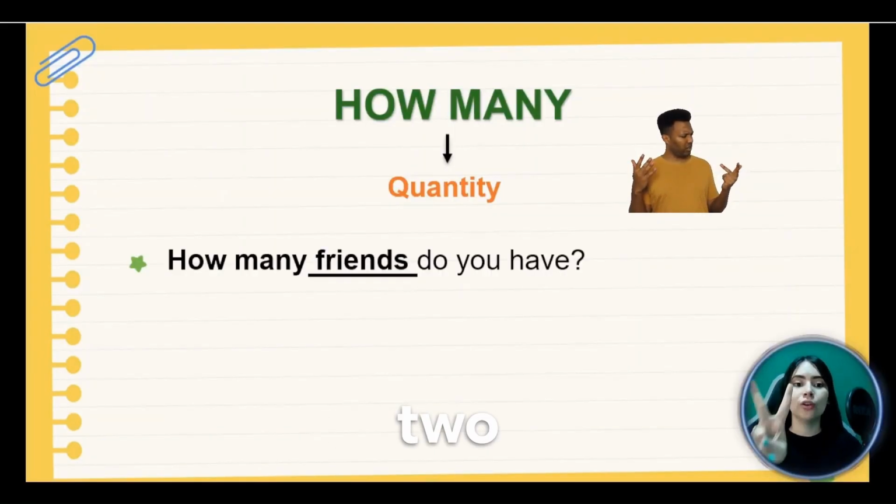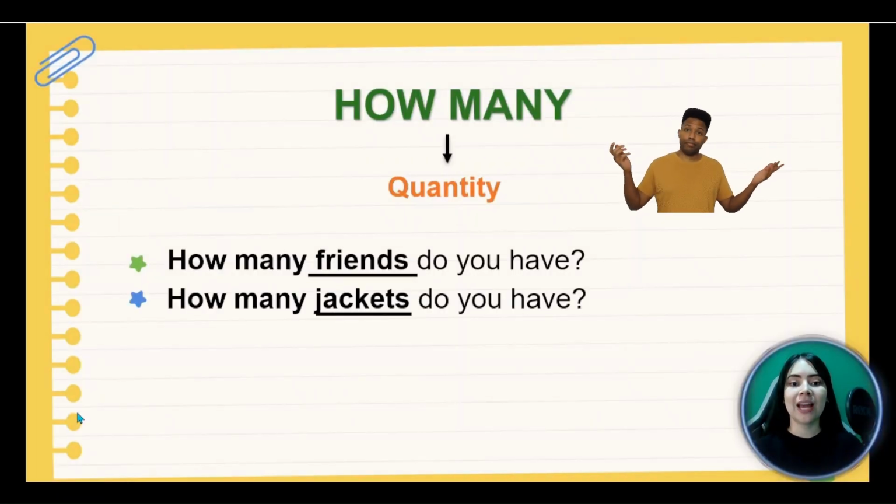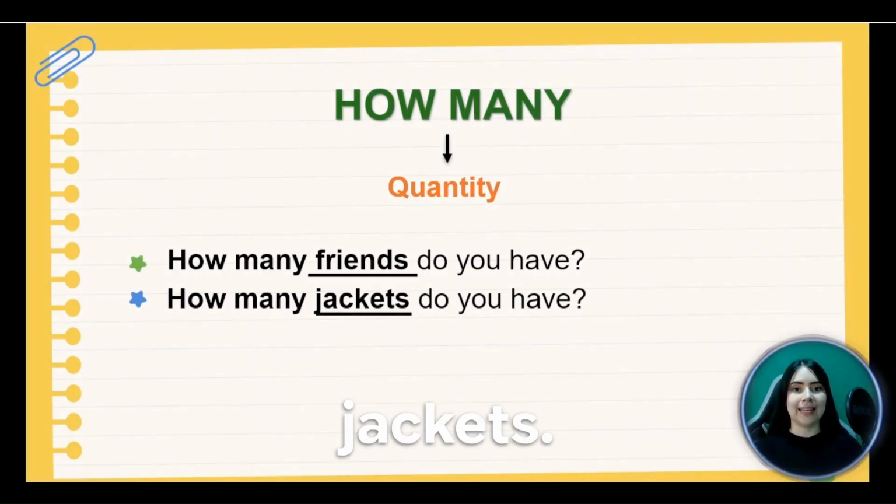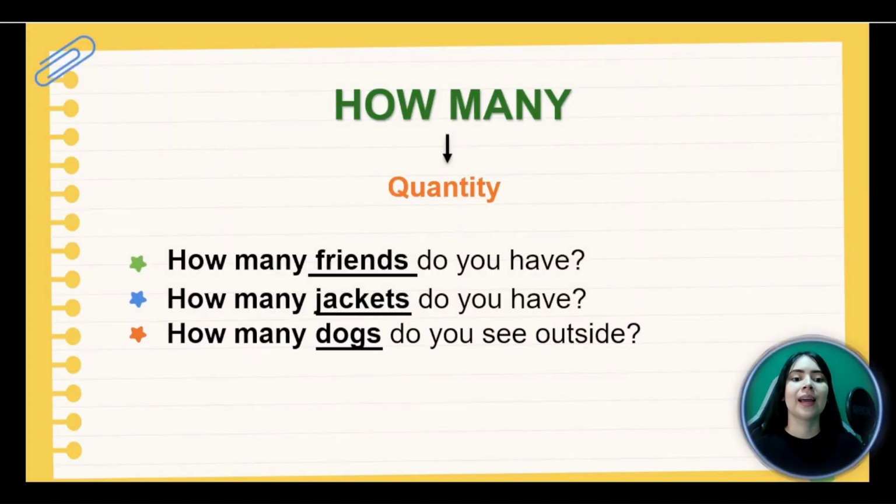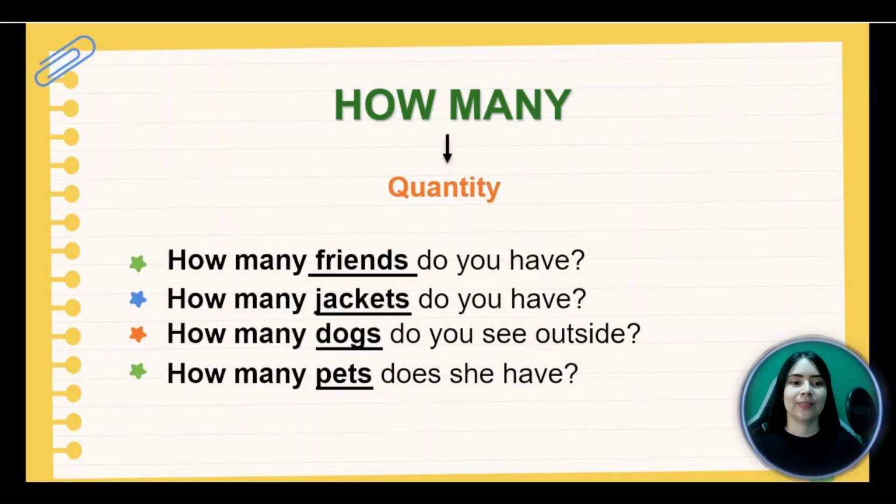I have 2 friends. How many jackets do you have? I have 3 jackets. How many dogs do you see outside? I see 5 dogs. How many pets does she have? She has 5 dogs and 3 cats. She has 8 pets.